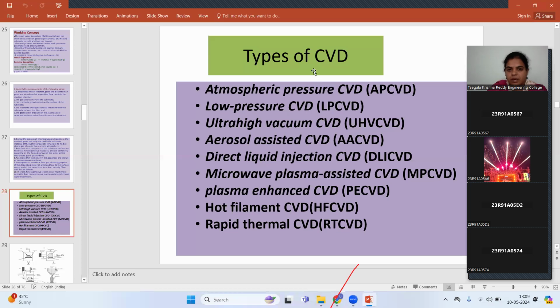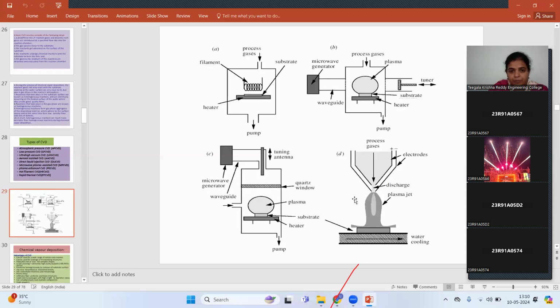Here some types of CVD are there, and they are atmospheric pressure CVD, low pressure CVD, ultra high vacuum CVD, aerosol assisted CVD, direct liquid injection CVD, microwave plasma assisted CVD, plasma enhanced CVD, hot filament CVD and rapid thermal CVD. These are the types of chemical vapor deposition. And this is a schematic diagram of CVD. Here, different types of CVD are shown.